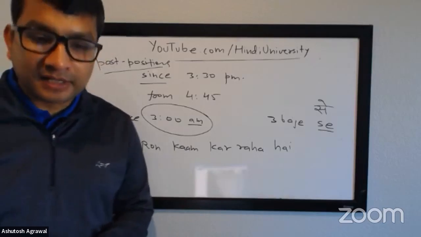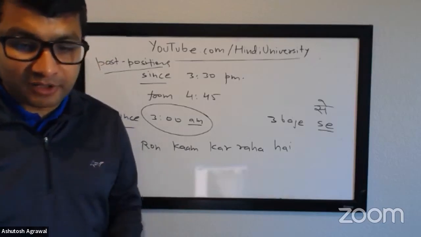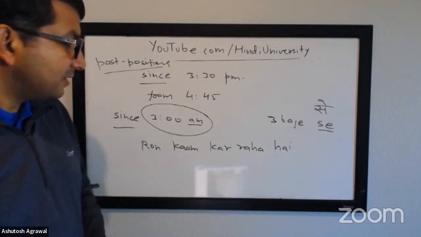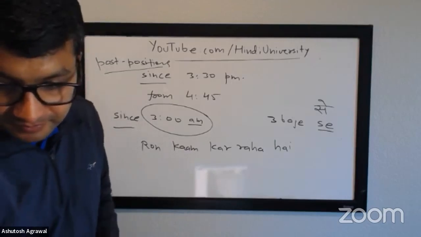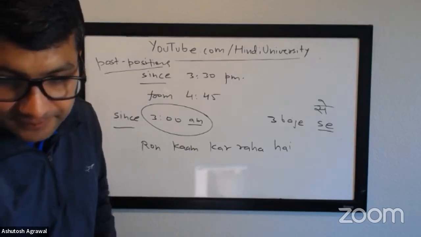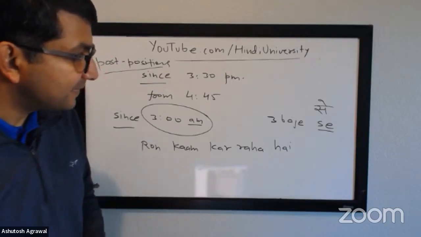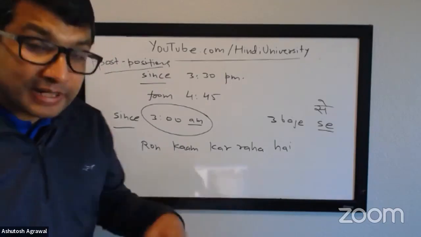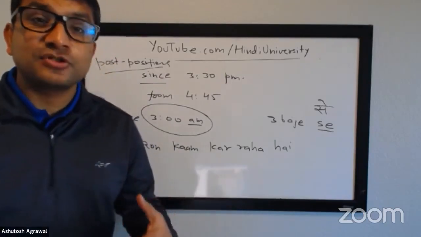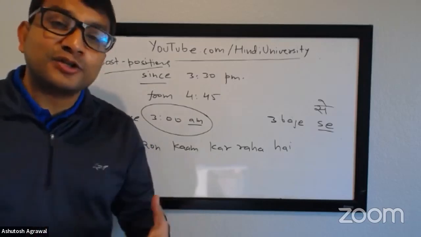Now, Nandini ji, you want to say Ron has been working since 3 a.m. in the morning. How will you say that? Has been working. Ron 3 baje se kaam kar raha hai. Very good. And so, yeah, that's correct. So, subah ke.